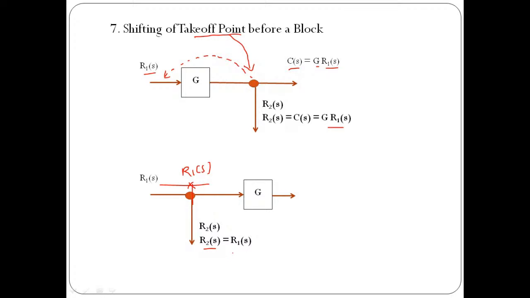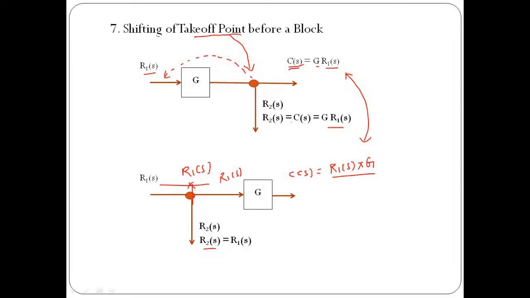That's it. Now if you try to calculate the output, in this case the output C of S is input multiplied by gain. So input is R1 of S multiplied by gain, that is nothing but G. That's it. Now if you compare the output with respect to the previous case, they are nothing but the same. C of S is nothing but G times R1 of S. So there will be no change in the output.